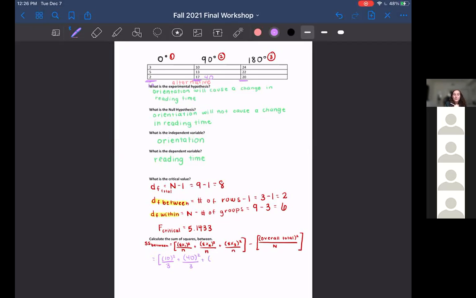So what is the sum of x3? So 24 plus 22 plus 20. Okay, that is 66 squared divided by 3. So the overall total is all of these added up. So you want to add 10 plus 40 plus 66, which would be 116 squared, and then n. So that is the same n we used right here. So that would just be 9. Okay, does anyone have any questions on how we got there?